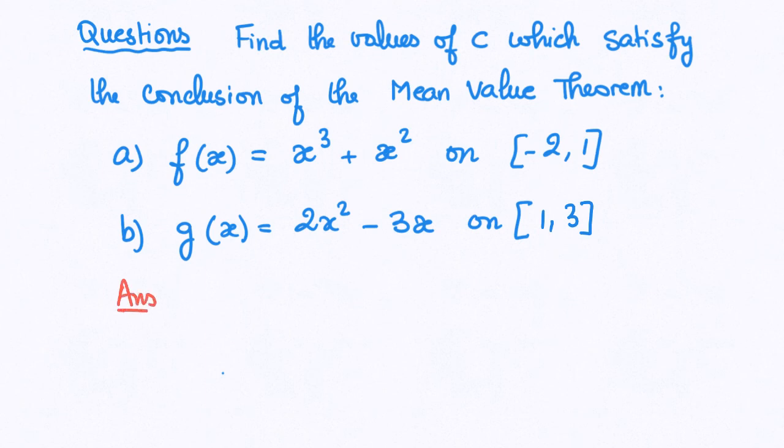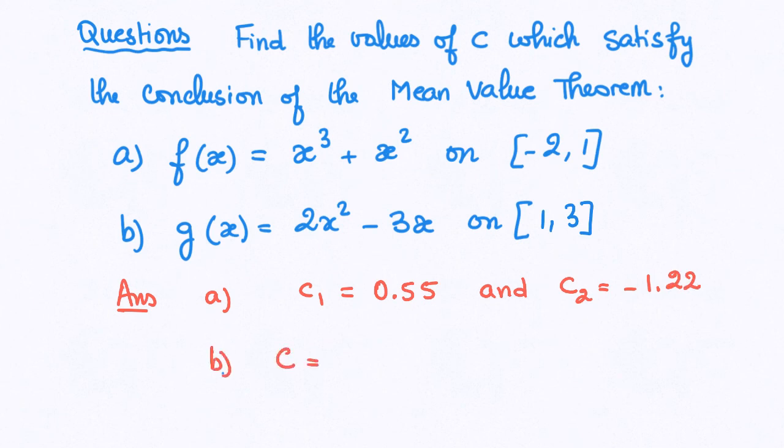So the answer to A, you will find actually two values of c for that function, which in decimal form are 0.55 and also another value which is minus 1.22. For the function g, there is only one single value, which is c equal to 2.